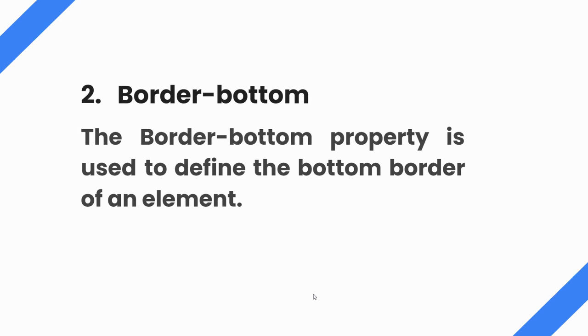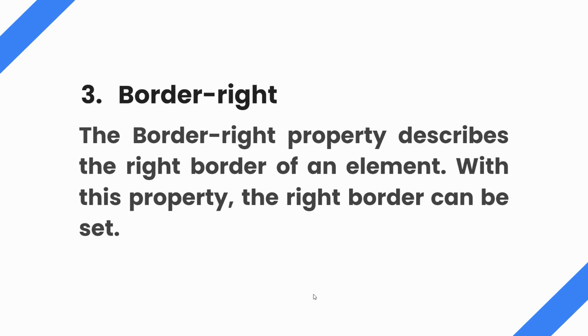Next, we have border-bottom, which is used to define the bottom border of the element. We already know how this works. It basically describes the bottom border of that particular element. Next, we have border-right, which describes the right border of the element, and with this property, the right border can be set. This property styles just the right border without touching any other border.